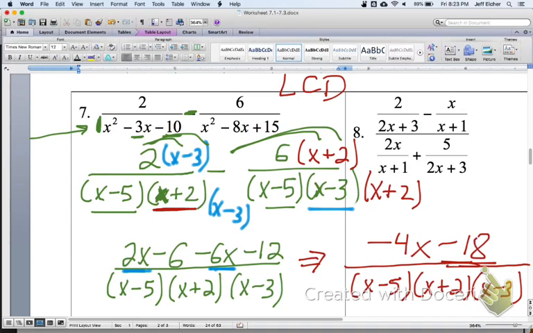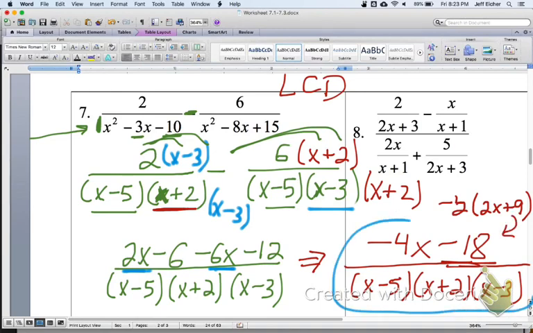You could leave your answer like that. You might see a negative 2 factored out, which would give a 2x plus 9 for the numerator. But I'm okay if you leave it like this as your final answer.